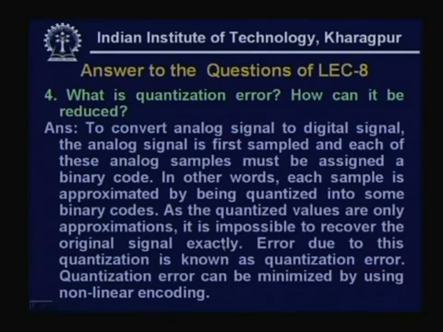As the quantized values are only approximations, it is impossible to recover the original signal exactly, and this leads to quantization error. And quantization error can be minimized by using nonlinear encoding, as we have already discussed.